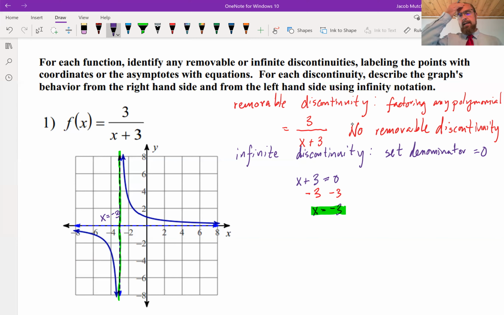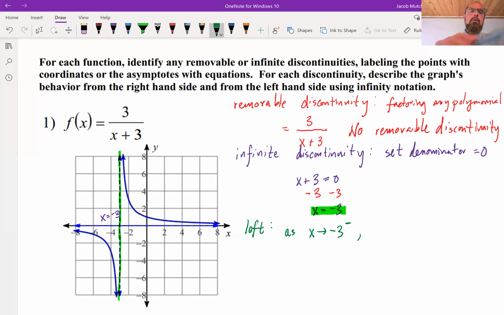Once I identify that, my second task is to describe the graph's behavior from the right-hand side and from the left-hand side. So we'll write that end behavior, and we'll start from the left. So I'll go ahead and say this is end behavior from the left. We would say as x approaches, and the number that it's approaching is the vertical asymptote, so -3. But I want to say from the left, so that's that superscript of the minus sign. That says from the left.